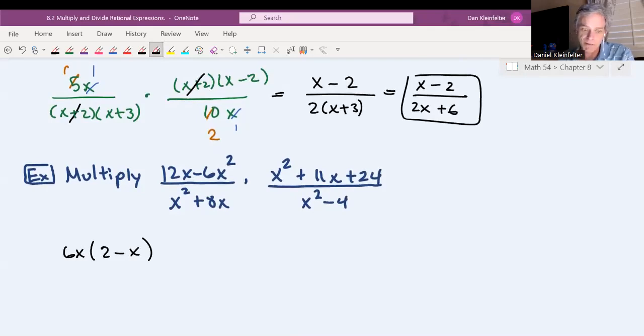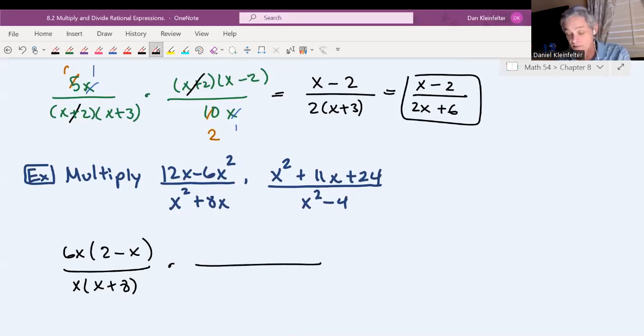Okay, let me double check by multiplying that because I was distracted. So 6x times 2 is 12x. 6x times x is 6x squared. Okay, that's fine. Down below, I have an x that comes out. That leaves x plus 8. And then up top, we need two numbers that multiply to 24 and add to 11. That will be 8 and 3. So x plus 3 times x plus 8.